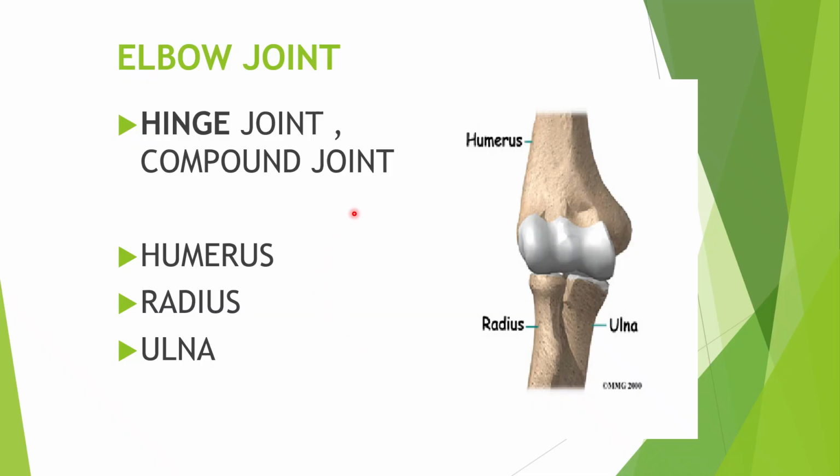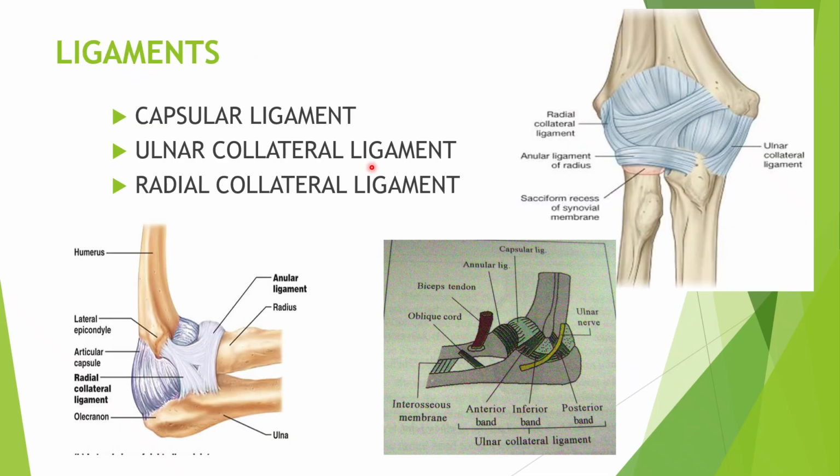Let's study the elbow joint. The elbow joint is a hinge variety of the synovial joint. It's a compound joint because the humerus, radius and the ulna are involved. The ligaments are the capsular ligament, ulnar collateral ligament and the radial collateral ligament. In the ulnar collateral ligament, you can see here the anterior band, inferior band and the posterior band. The radial collateral ligament blends with the annular ligament, and this is the capsular ligament.